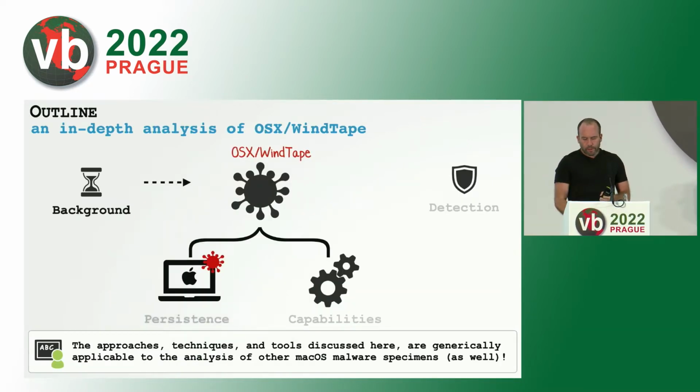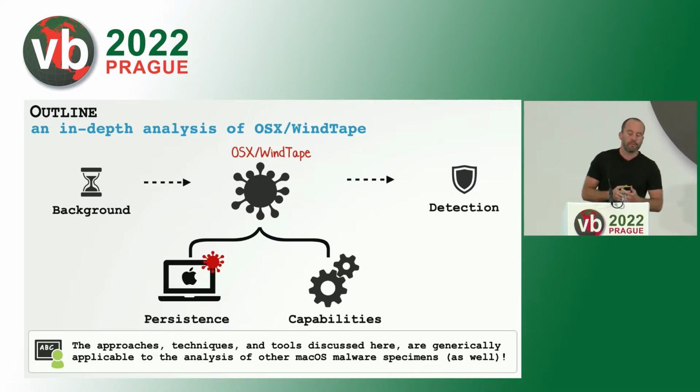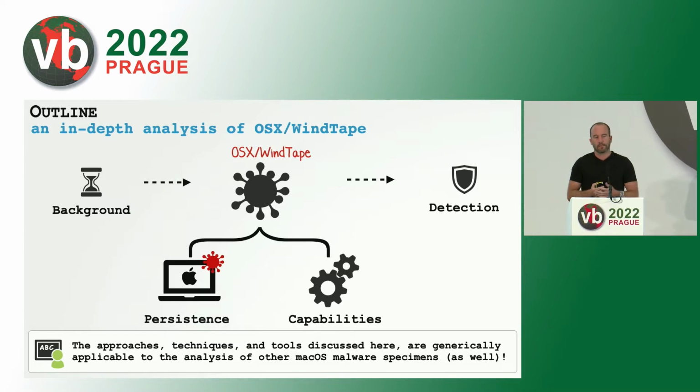So today we're going to unmask WindTape, and we're going to start with some background information. We're then going to dive into its persistence mechanism. We're going to talk about its capabilities, and then end with some generic ideas for detecting this and other Mac malware.